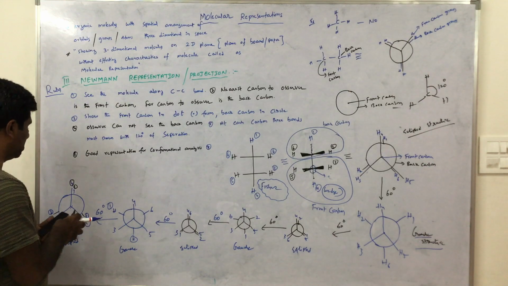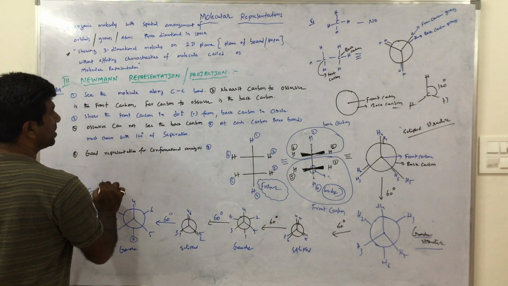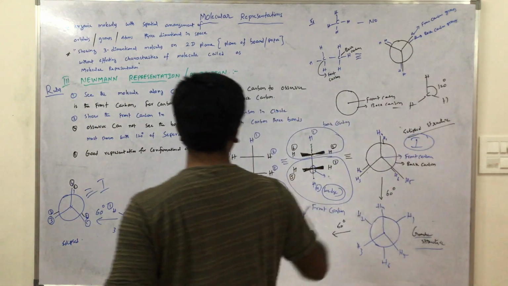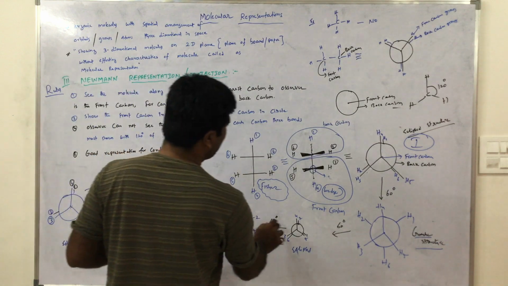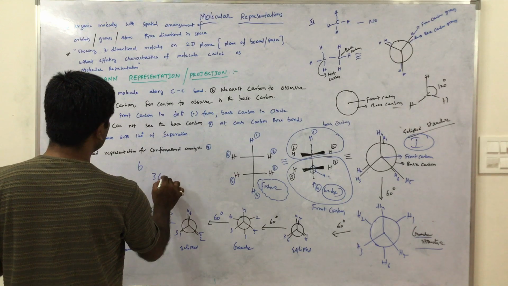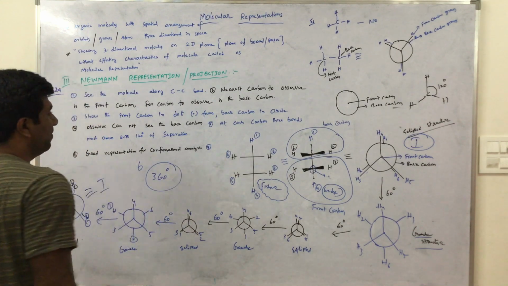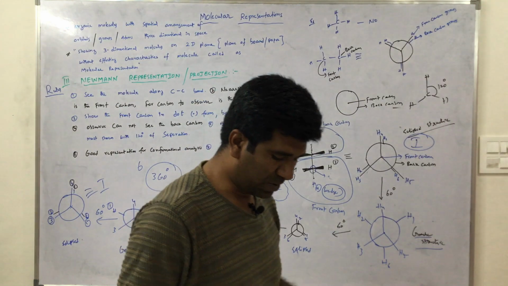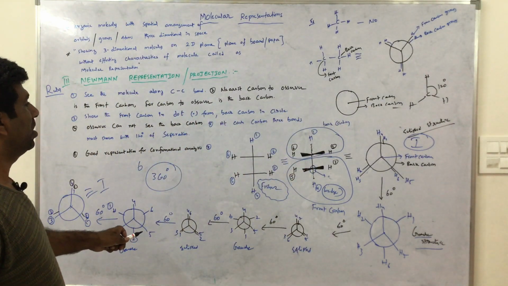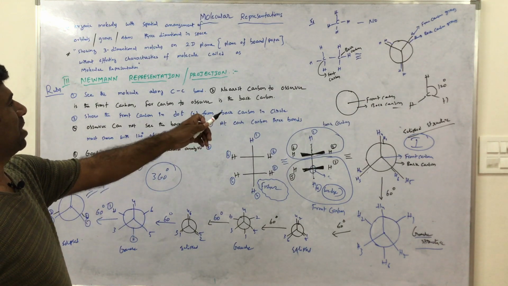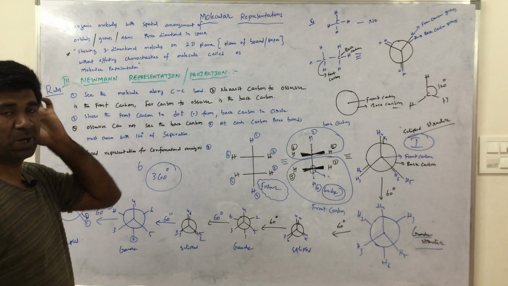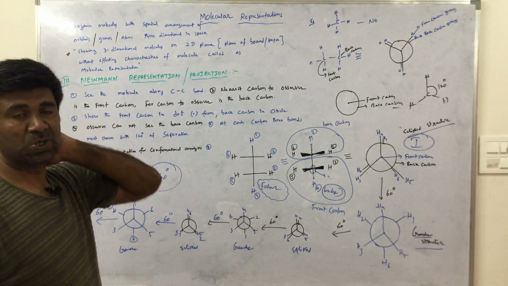This eclipsed molecule is equal to the first one. For example, this is the first one. So how many times? 1, 2, 3, 4, 5, 6 times rotation. That means 360 degrees rotation, and the same first compound comes back. This is called eclipsed and gauche structures, with front carbon and back carbon. Clear? This is the Newman representation or Newman projection. Are you following me?